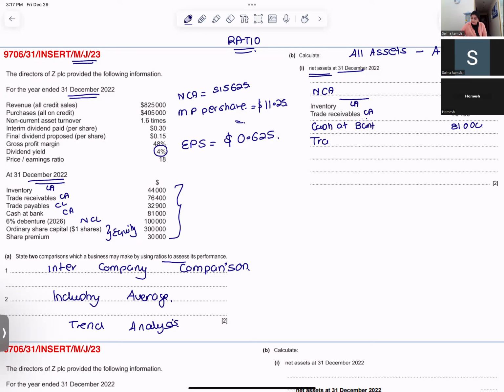Now minus all liabilities. So you have trade payables. What else do you have? We have 6% debenture. How much? 6% on 100,000. Let me count that. 6% debentures is 100,000. 6,000. You're not finding interest. Oh, okay. Sorry. So it's just 100,000 debenture.